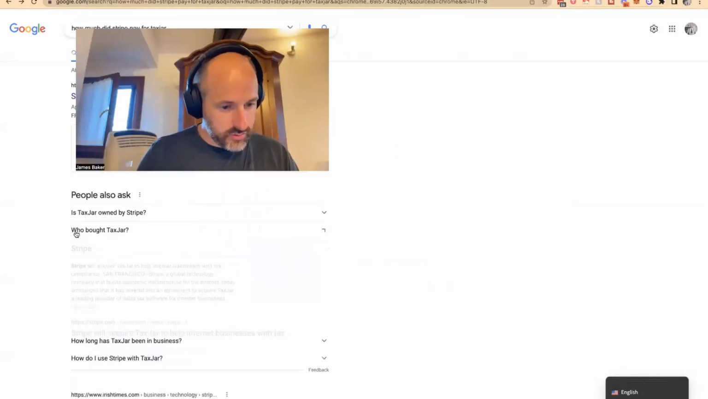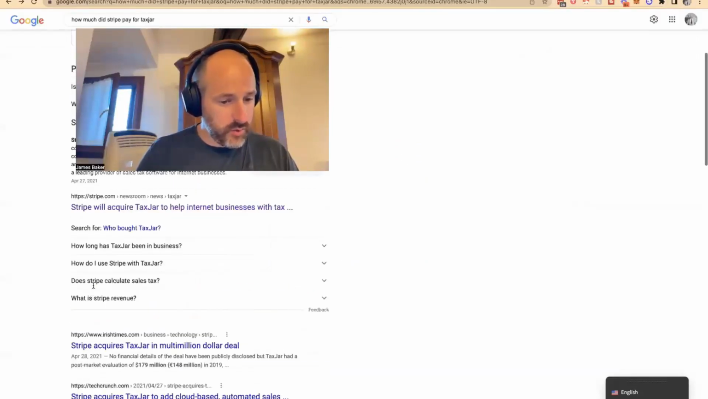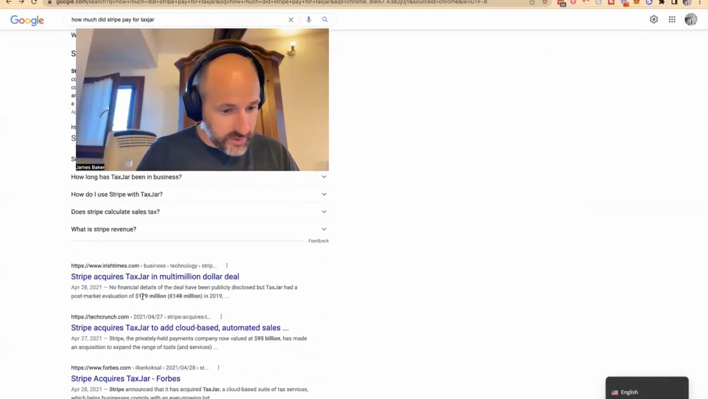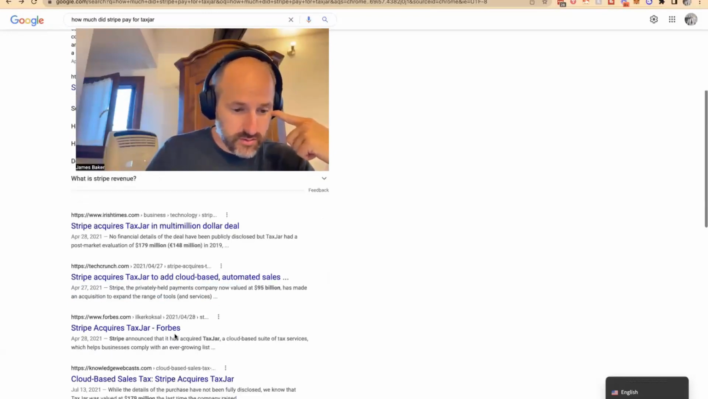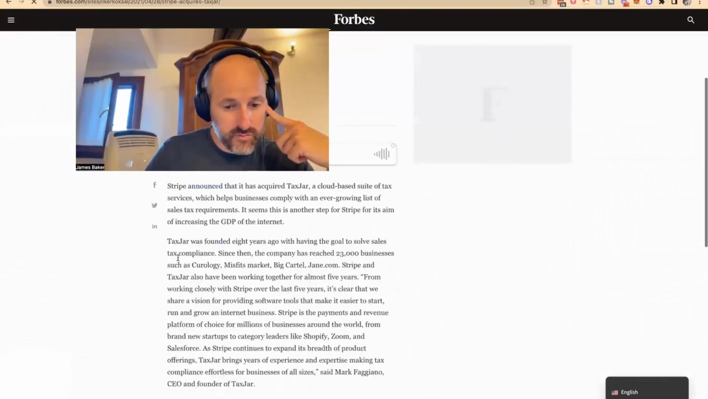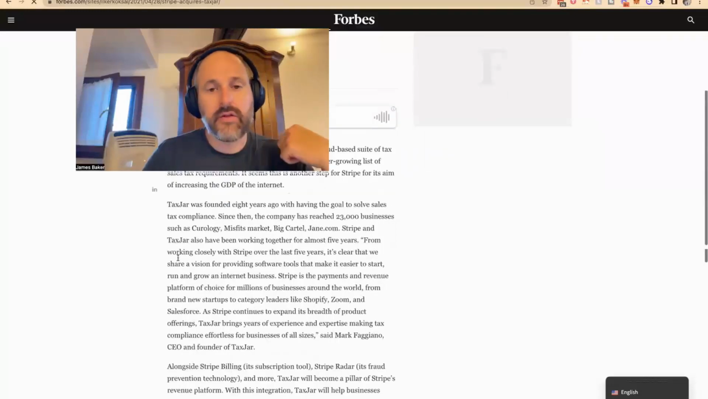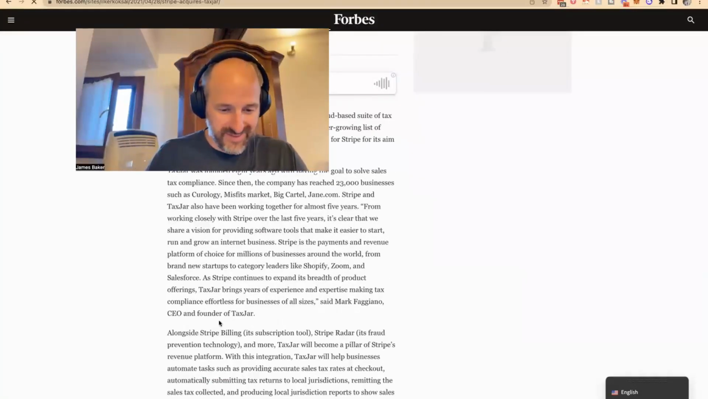Who bought TaxJar? Stripe. That's a great play for Stripe. It's a no-brainer. 179 million. No, wait, that's their valuation. Stripe is valued at 95 billion. So they paid 200 million for a software company. The moral of today's story: start a software company that provides a service everyone needs.